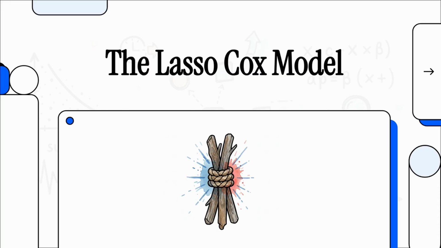Today, we're diving into a landmark 1997 paper by Robert Tibshirani that introduced a seriously powerful tool for survival analysis. Imagine you're in a situation where you have a ton of data, but you're trying to figure out which pieces of information are actually telling you something important. This paper offers a really elegant solution to that exact problem.